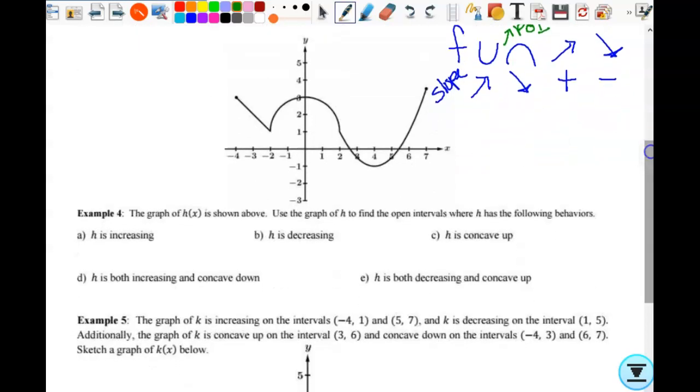So let's look at example 4. A couple of things I want to talk about in the wording, okay? Wording is important here. This talks about the graph of h of x. It says the graph of h of x is shown above. Use the graph of h to find the open intervals where h has the following behaviors. This is also probably the first time you have seen a function referred to without the of x part of it, right? Anytime you see f of x, it's always f of x, f of x, f of x. We talk about the function. But it is appropriate to drop the x parenthesis part and just call it h.